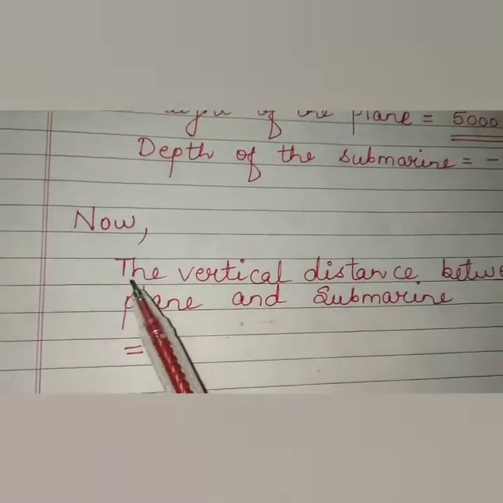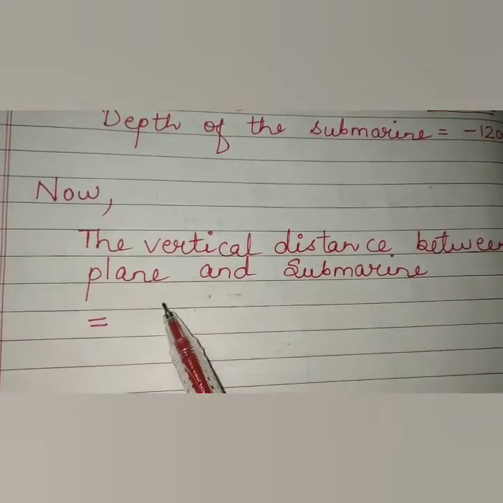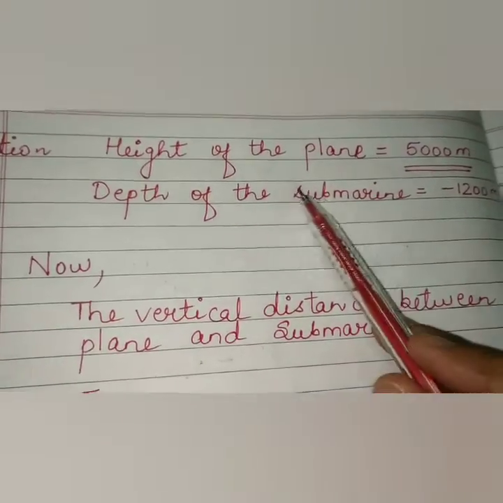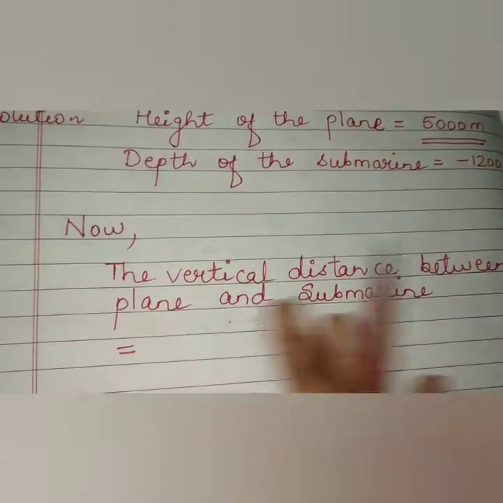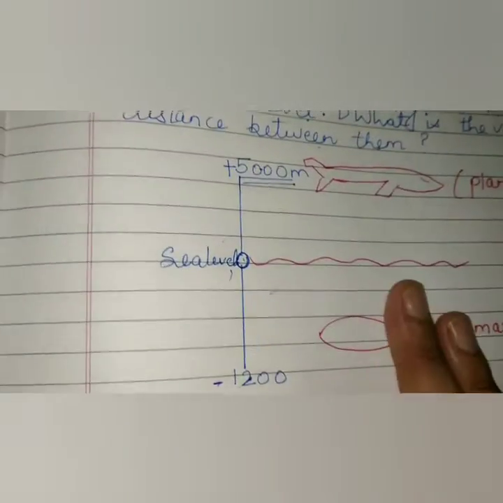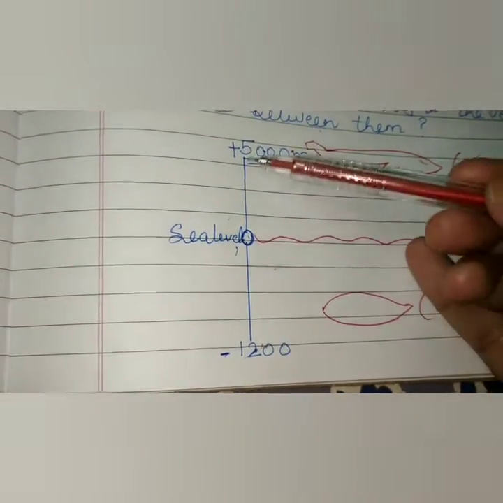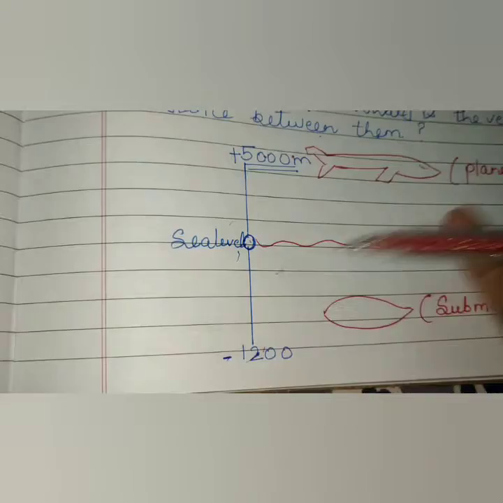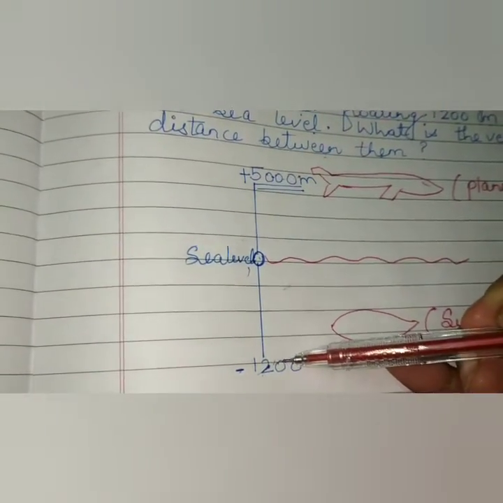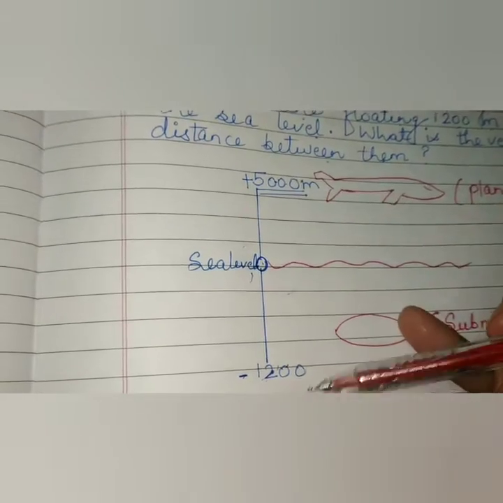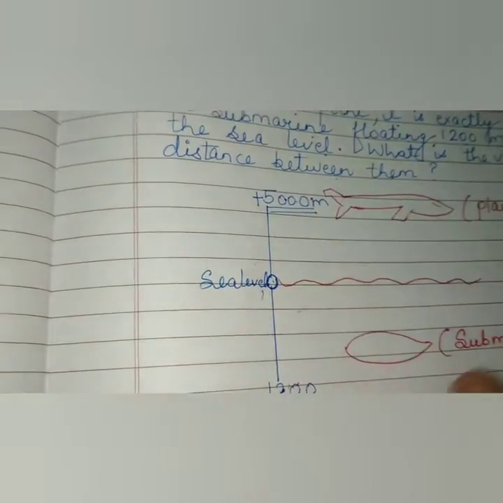Okay, now we will find the vertical distance between plane and submarine. Now we are having the value of plane as well as submarine also, so we have to find the distance. Now look here, one value is here, other value is here. We have to find the distance between them. So what we are going to do, we will subtract this value from this value. When we are subtracting this from this, we will come to know the actual distance between them.